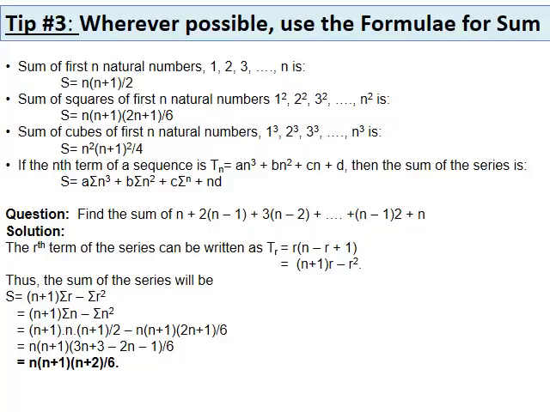Thus, the sum of the series will be S = (n + 1) sigma r - sigma r square, which is equal to (n + 1) sigma n - sigma n square, which is equal to (n + 1) x n(n + 1)/2 - n(n + 1)(2n + 1)/6, which is equal to n(n + 1)(3n + 3 - 2n - 1)/6, which is equal to n(n + 1)(n + 2)/6.